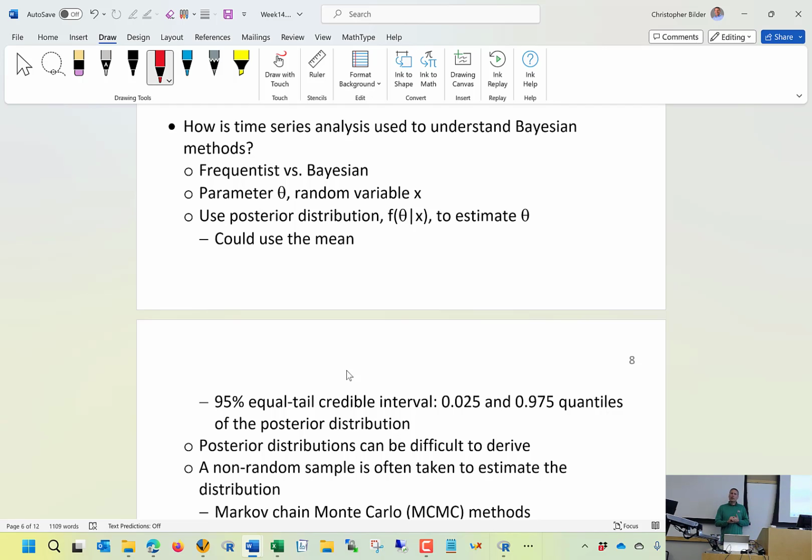I'm not saying that we're going to look at how I can, let's say, estimate a model like an ARIMA model using Bayesian methods. We're not going to do that. But time series analysis, which you may not fully understand, is actually used as a fundamental part of Bayesian analysis to understand if things are working correctly, you could say.